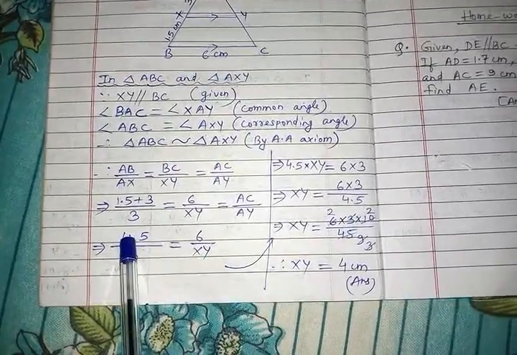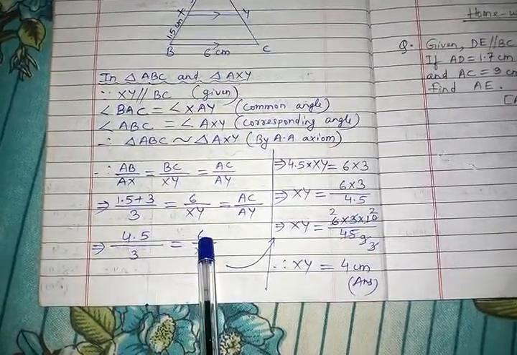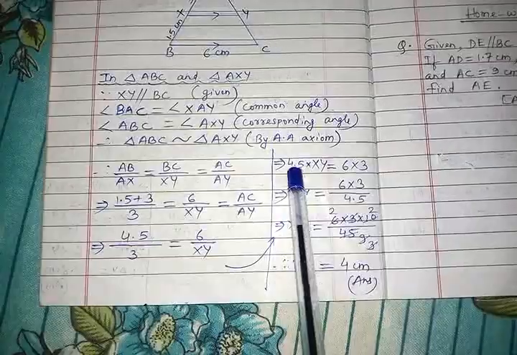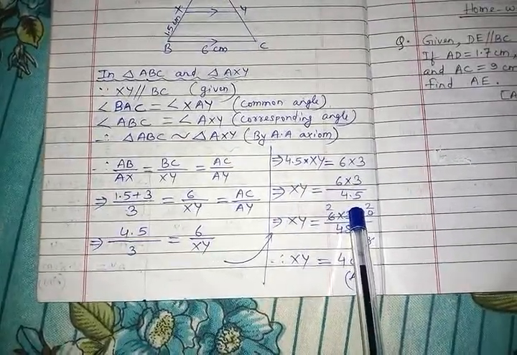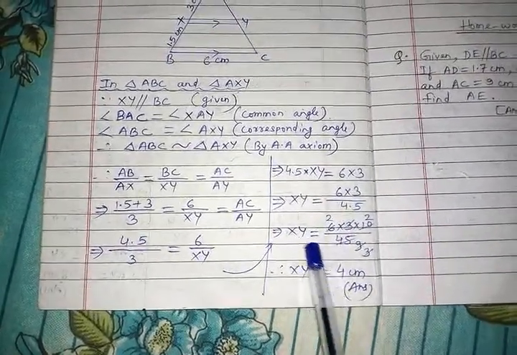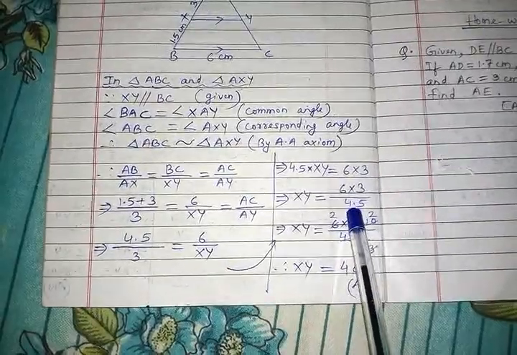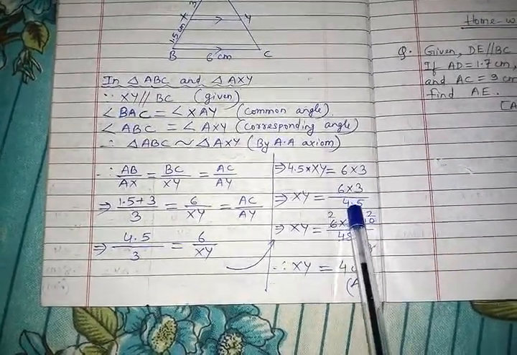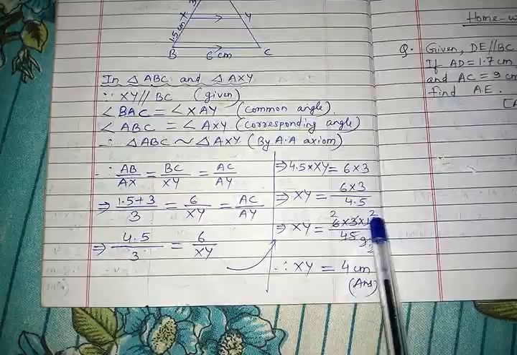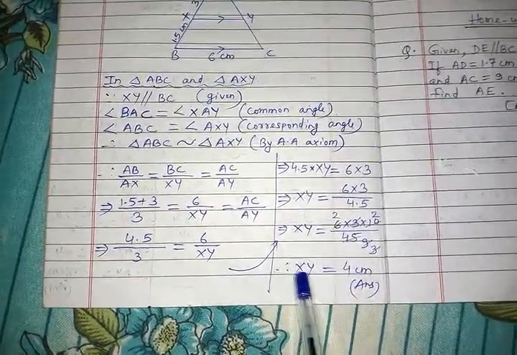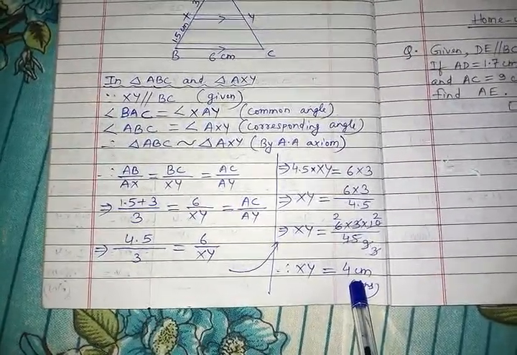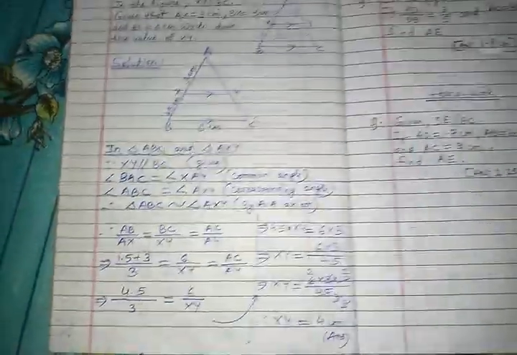Now XY will multiply with 4.5 and 3 will multiply with 6. After that 4.5 will come and divide here, so XY becomes alone. Now XY equals 45 we write here, and for this decimal we write 10 on the top. So after cancellation, our XY value is 4. So this is the way we get the value of XY.